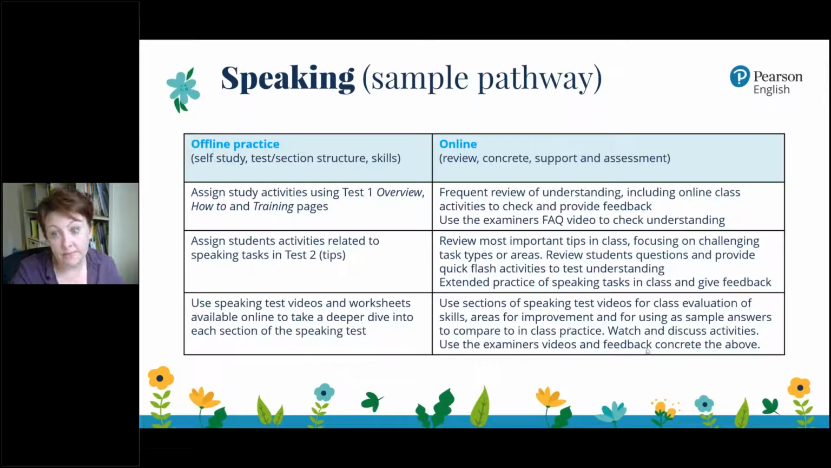And of course, use the test videos in class as well. You can look at them, have them find areas for improvement. You can have them do group activities where they analyse what those students are doing, and then maybe do those activities themselves so that you can see their progression and how they're doing. So lots of different ways to use the same material, the speaking worksheets and speaking videos, in very different ways.